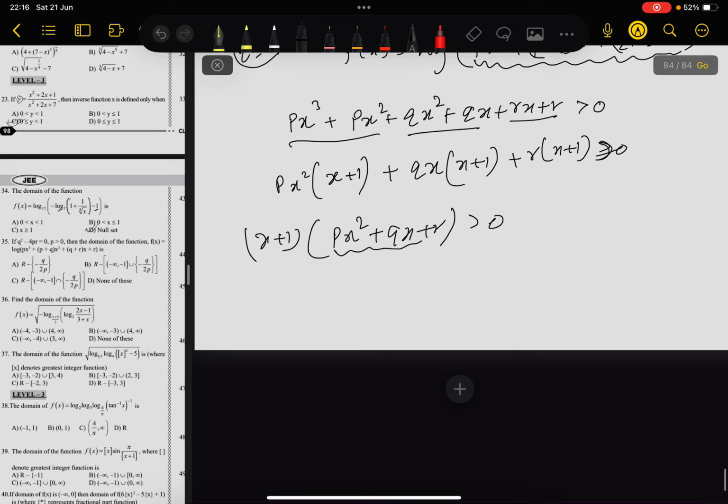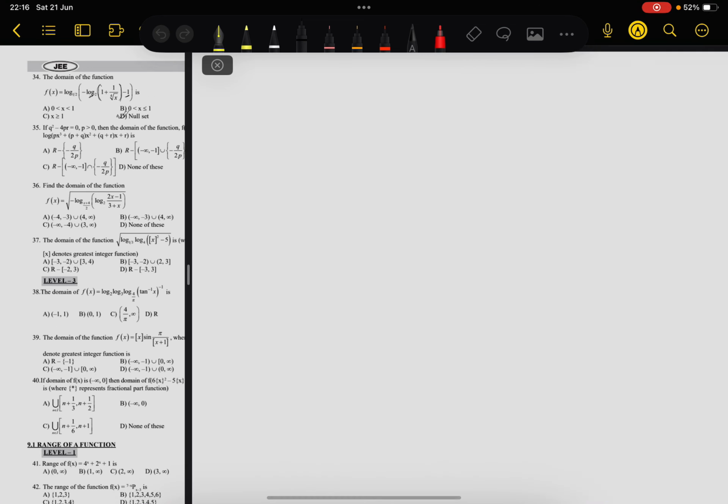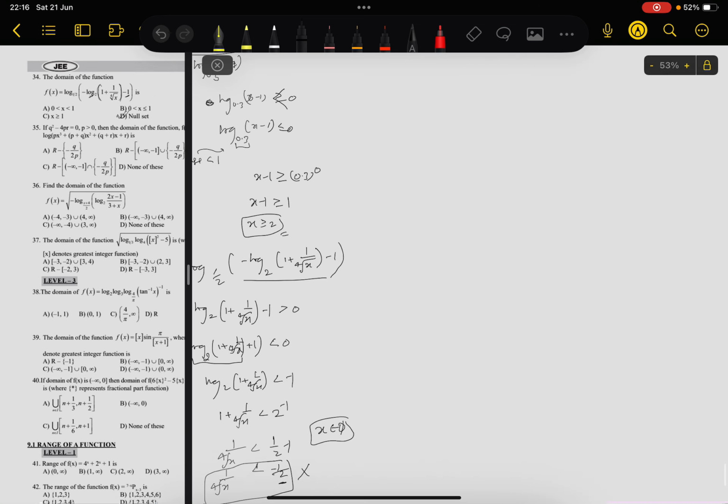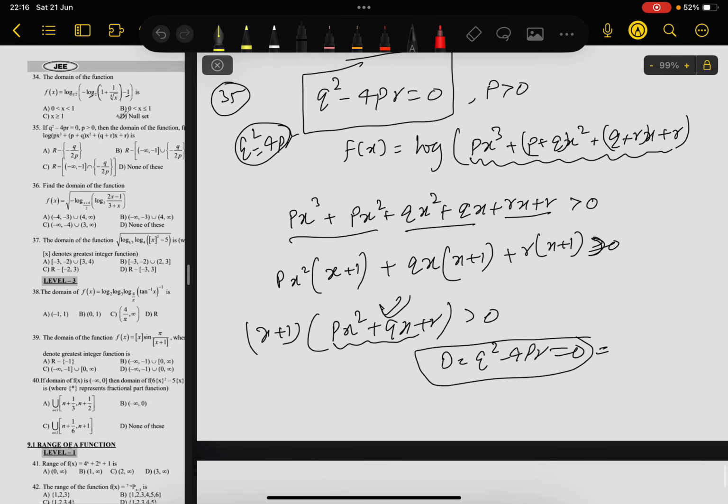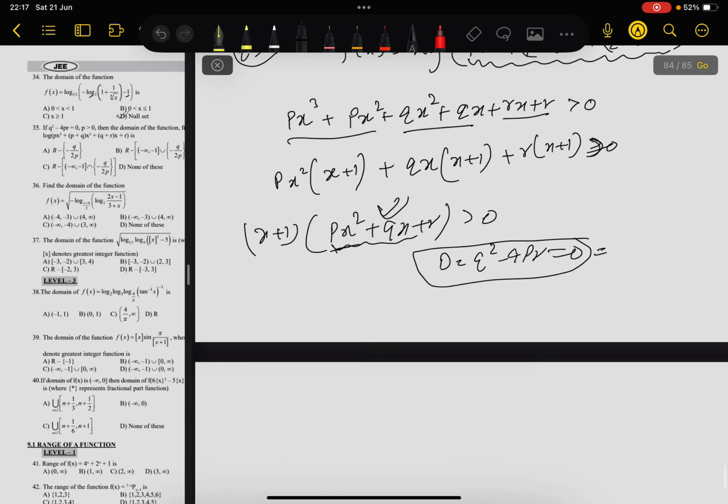So let's find out discriminant of this one. So discriminant is q square minus 4pr. So that is given equals to 0 in the question. That means this equation has 2 roots. This quadratic equation has 2 roots.